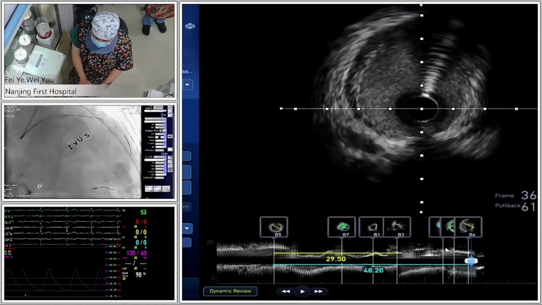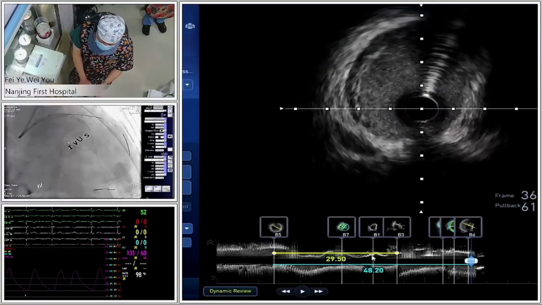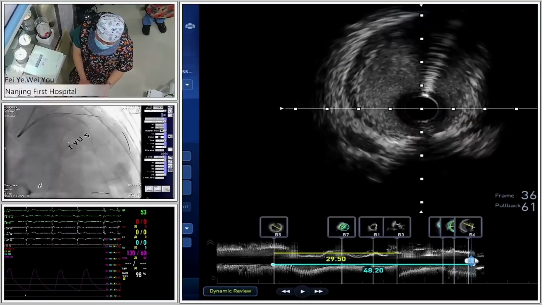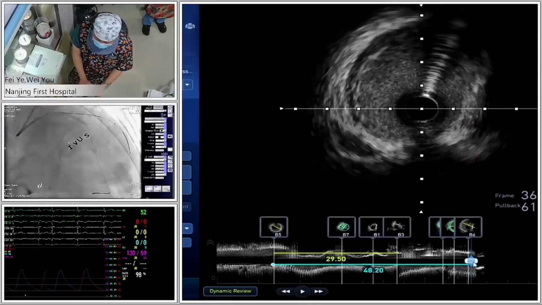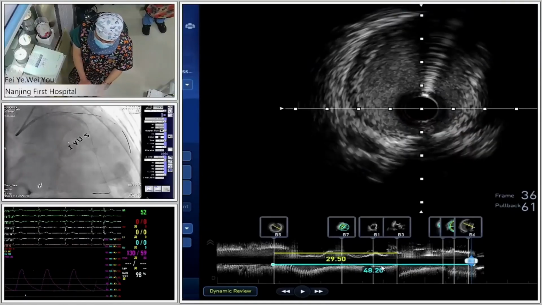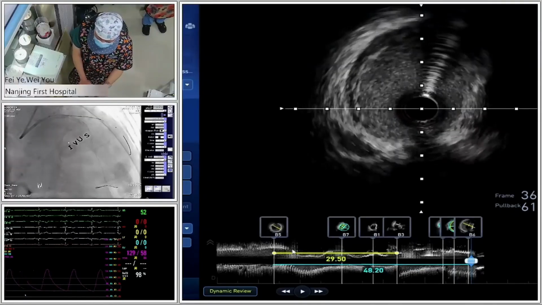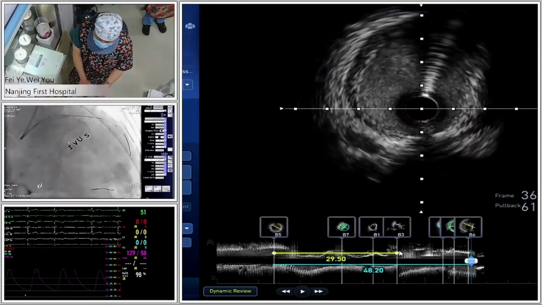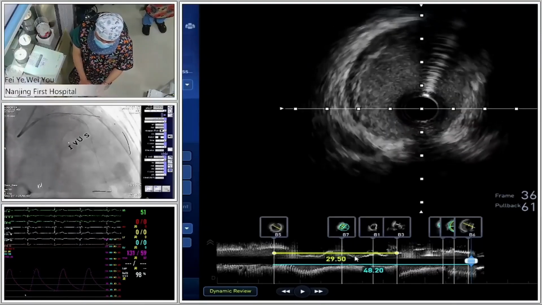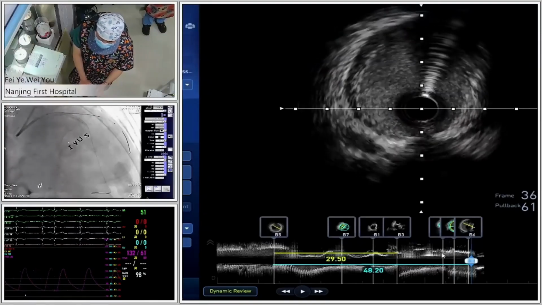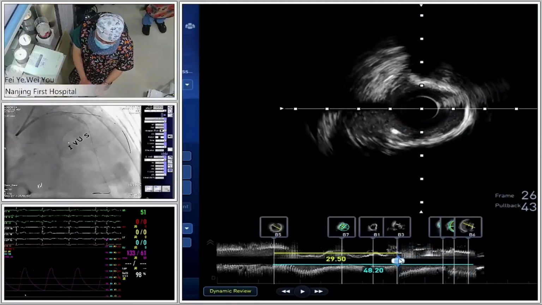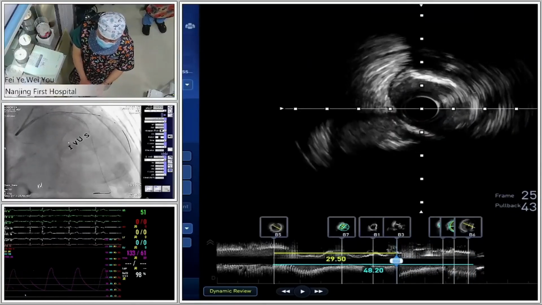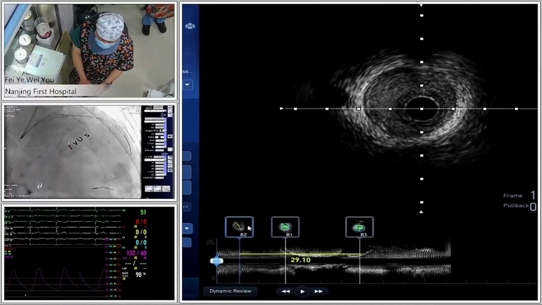Let me show from the distal landing zone to the ostium left main, the length is about 48 millimeters. And from the distal landing zone to the LAD and diagonal bifurcation, the length is 29 millimeters. Okay, this is the LAD run. And the second run, we check IVUS from the distal diagonal to the ostium diagonal.